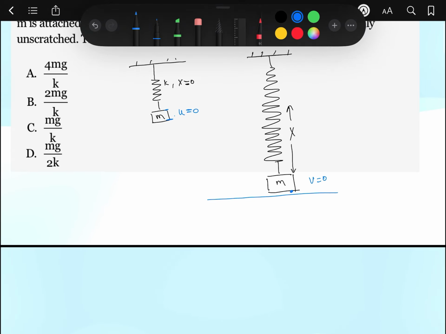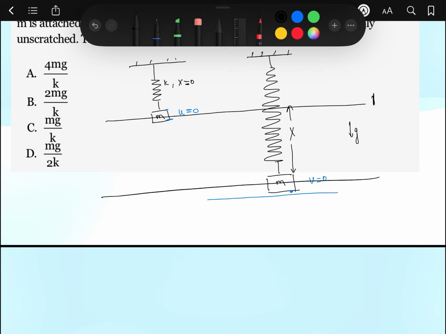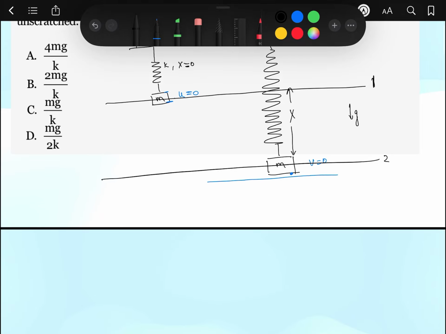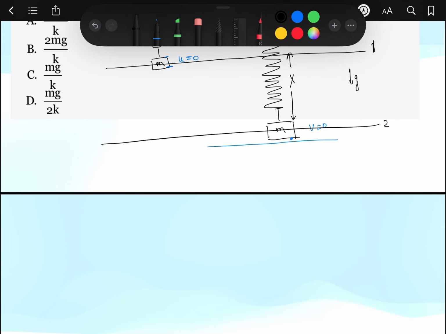Since acceleration due to gravity is also acting in the downward direction, there will be a role of potential energy here. So let me call this level 1, and this level 2, where the maximum extension in the spring is reached. You have to calculate it, right? Now I want to apply the conservation of energy at level 1 and 2.